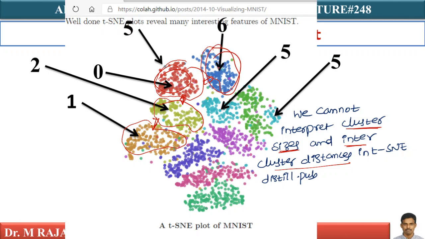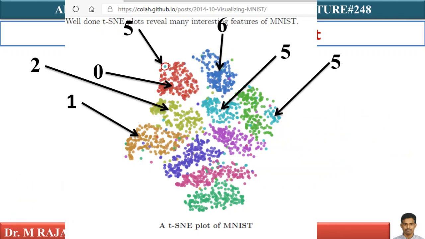Here, if you see, if you have all of fives, here I have fives, here also 5. But this 5, if you carefully observe, is grouped together with zeros. Why? Because the way they have written this 5 is almost like 0. That's why that 5 is grouped together with zeros. Why it's grouping, we will discuss while we visit this particular blog, colah.github blog.